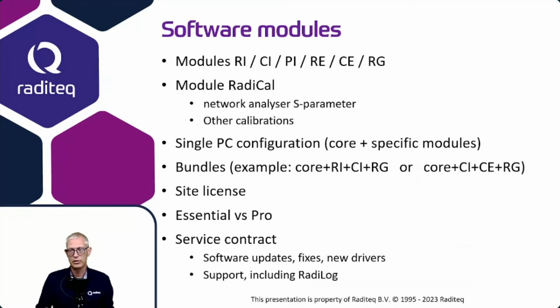And depending on which modules you would like to use, you can purchase RadiMation with only that specific module. So there's no need to buy all modules. You can specifically buy, even for one PC, only the radiated immunity module, and you can buy a license for RadiMation for another PC with only the radiated emission module.